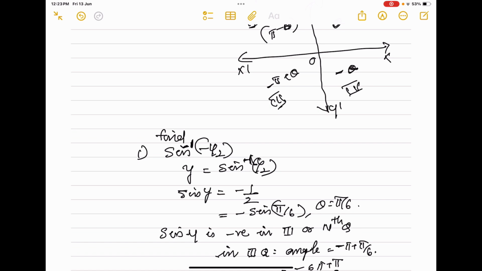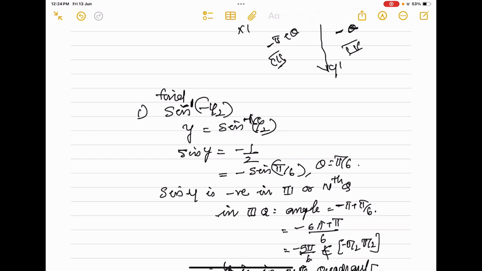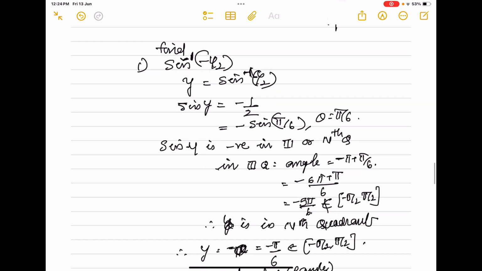Sine is negative in the third quadrant and the fourth quadrant. If in the third quadrant, what is that? Negative pi plus pi by 6. The angle is negative pi plus pi by 6, that is negative 5 pi by 6. Then you check whether this value belongs to the range of sine inverse.